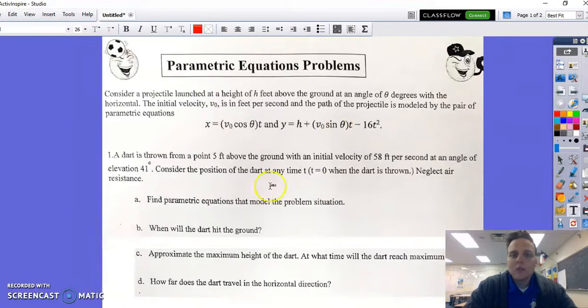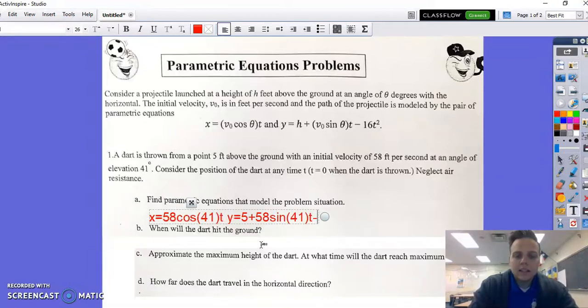The first thing we did is write our two equations. We got that x was equal to 58 cosine 41t. And then y was equal to 5 plus 58 sine 41t minus 16t squared. Remember that I would normally draw a superscript 2 here, but since I'm typing it out, I can't make it a superscript, but this does mean t squared. Okay, so the next question is, when will the dart hit the ground?